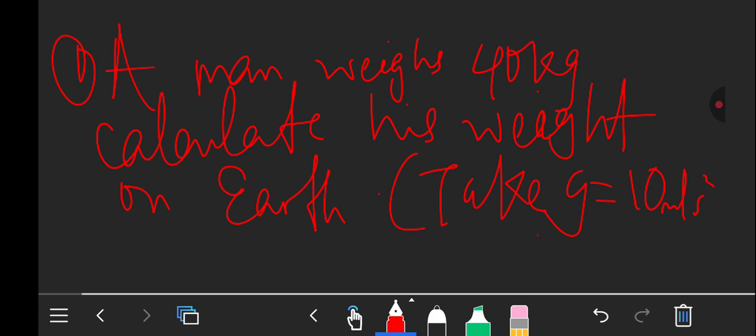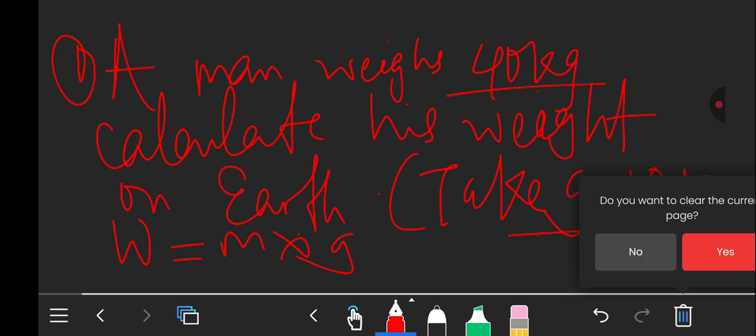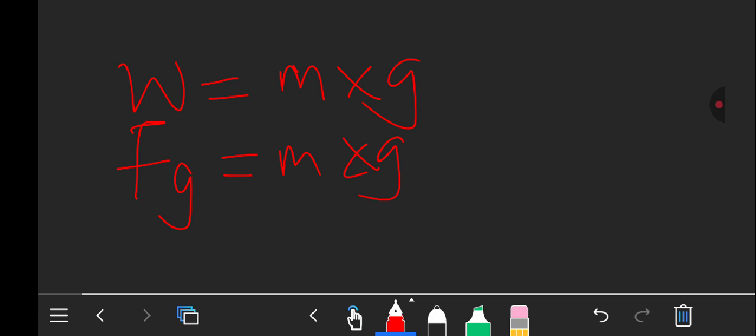So how can you calculate this? You need to know that to calculate weight, it is simply the mass times gravity. So the man weighs 40 kg, the gravity is that one. So the relationship between mass and weight is that weight is equal to mass times gravity. But this weight is basically symbolized as Fg. Fg is equal to mass times gravity, because Fg, that is the force of gravity, is simply the weight.